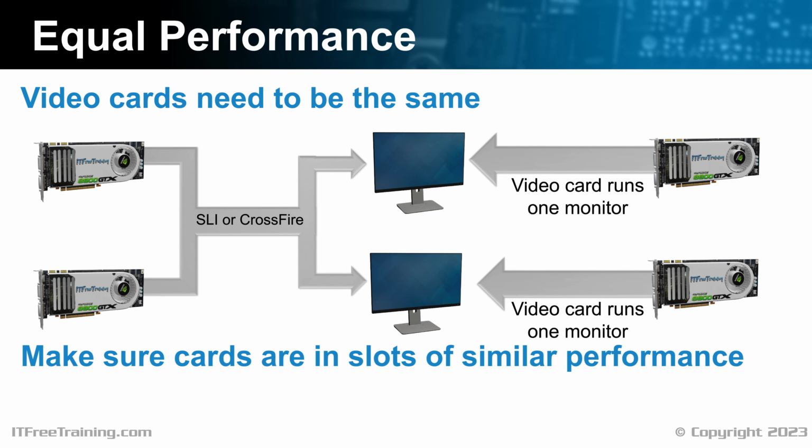To get the best performance, make sure the video cards are installed in slots of similar performance. They should both be installed in PCI Express slots of the same version. For example, both being installed in PCI Express version 3 slots. Next, both video cards should have the same number of lanes. In some cases, this will not be possible due to the limitations of the motherboard or the CPU used.